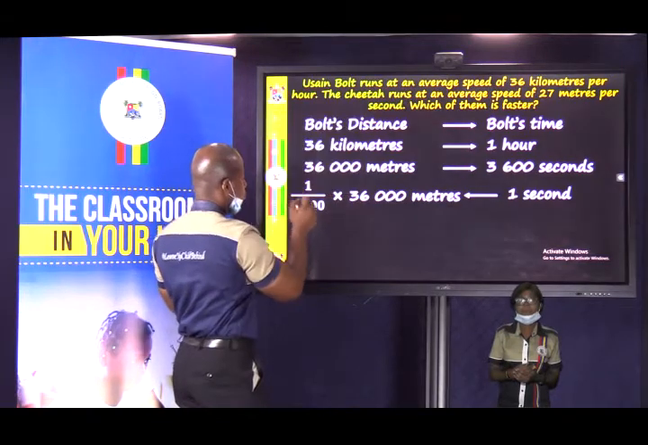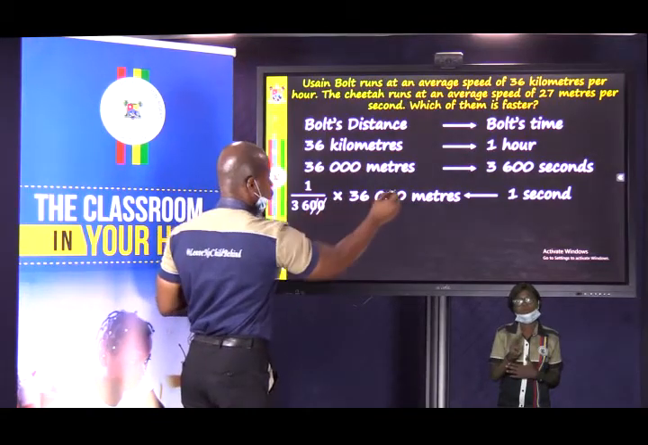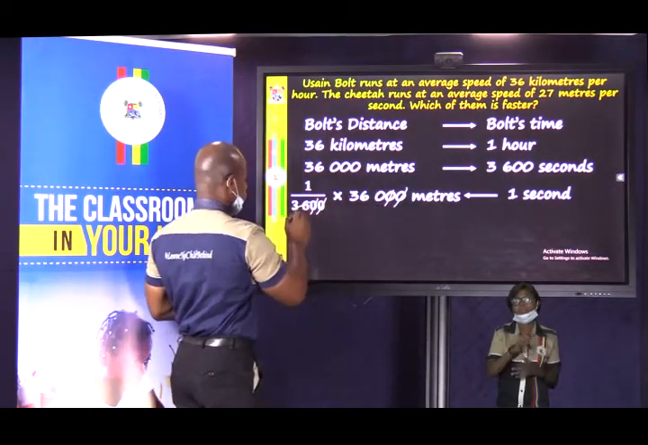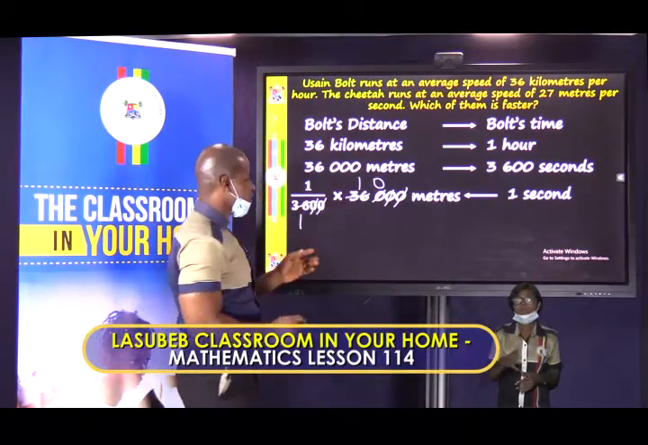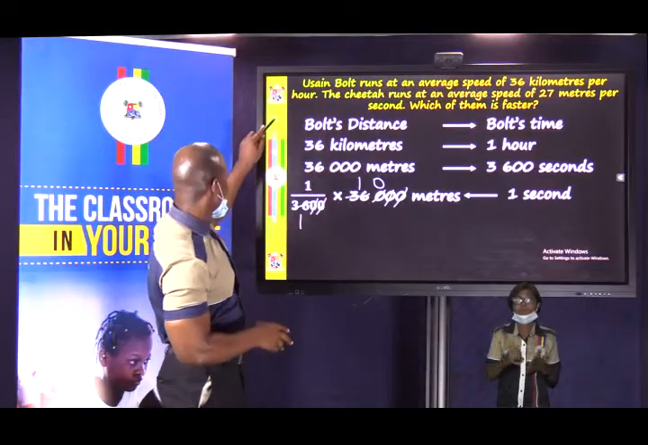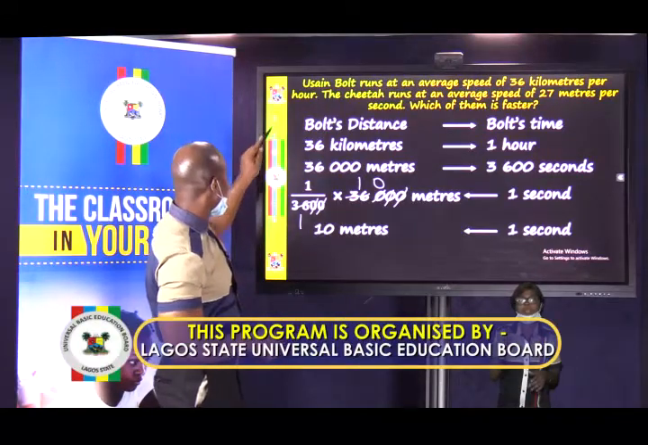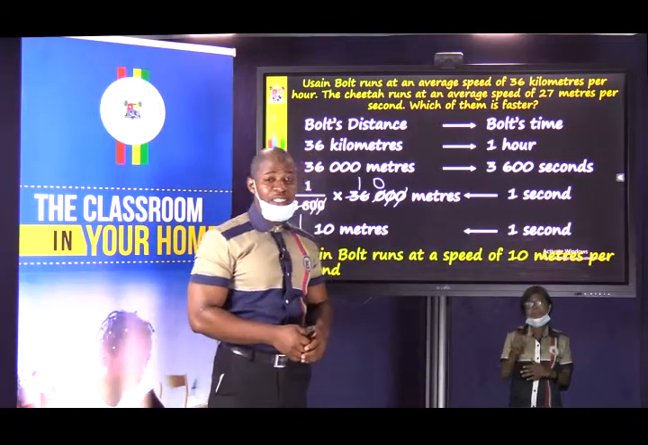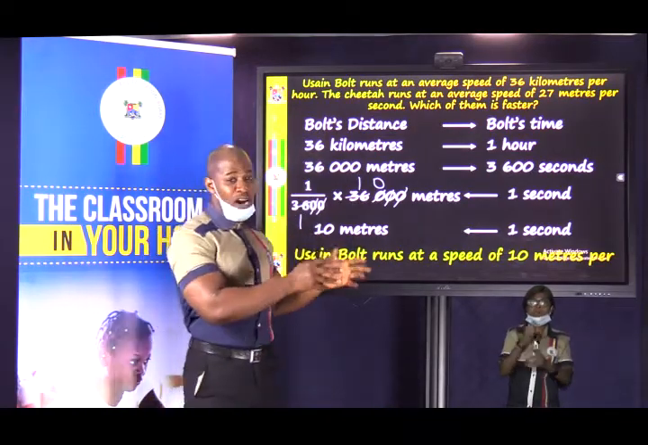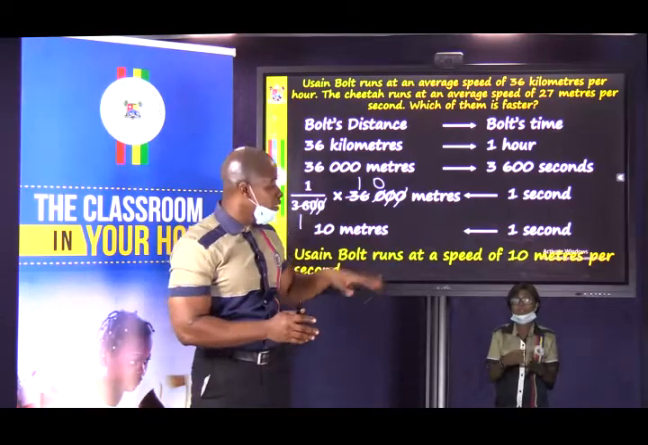Okay, a white pen should do. Now, 2 zeros cancel, 2 zeros. 36 goes here 1, 36 goes here 1, 36 goes here 0. So we have 10. 1 times 10, that is 10 meters per second. So Usain Bolt runs at a speed of 10 meters per second when we convert his speed from kilometers per hour to meters per second.